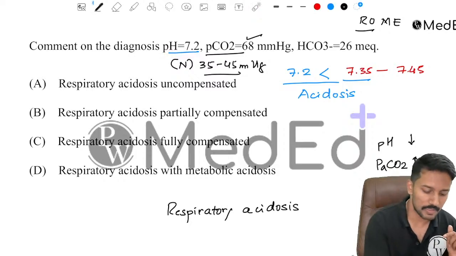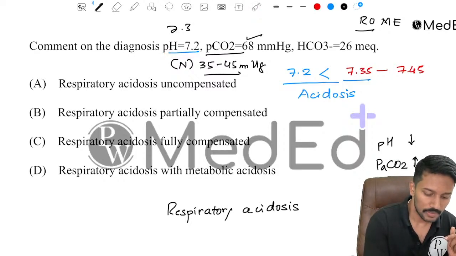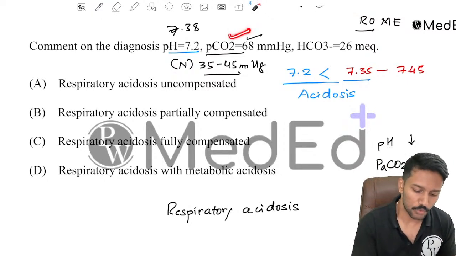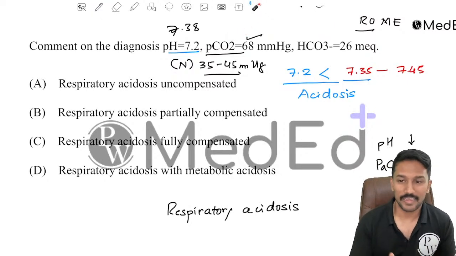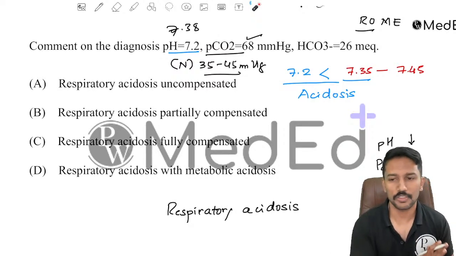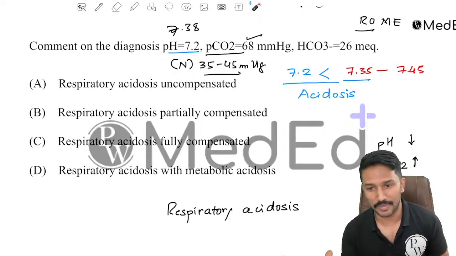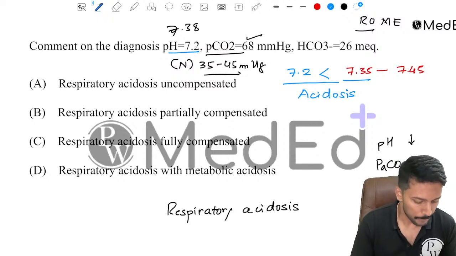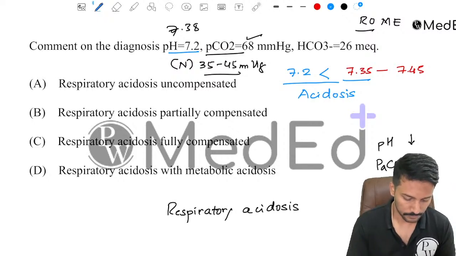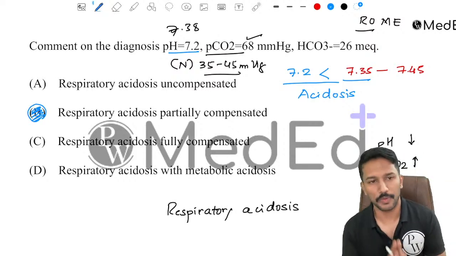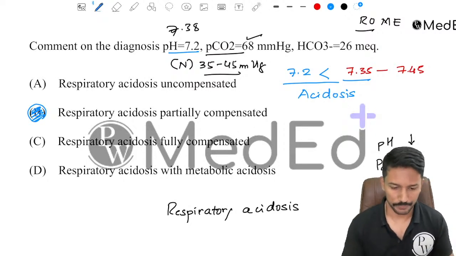The same ABG, if I say that the pH is 7.38, PaCO2 is 68 and bicarb is 26, then it would become a case of respiratory acidosis fully compensated. Here the compensation is only partial. It's not completed. So in that case, what should be my answer here? Can I go with option A, B, C or D? It is the respiratory acidosis which is partially compensated. Option B would be the correct answer to go here.